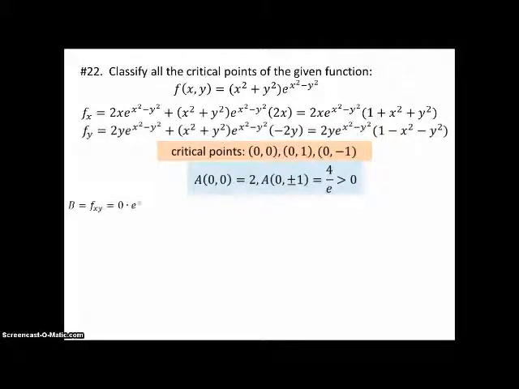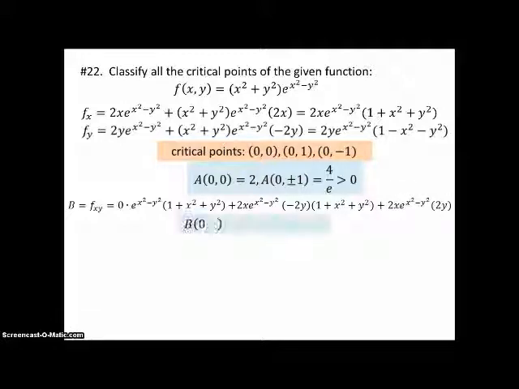So now I'm going to compute b, which is fxy. And again, we're going to use the triple product rule, replacing 2x with its derivative with respect to y. That would be 0, and then so on. And then we plug the values in, and we get 0 for every single b value.